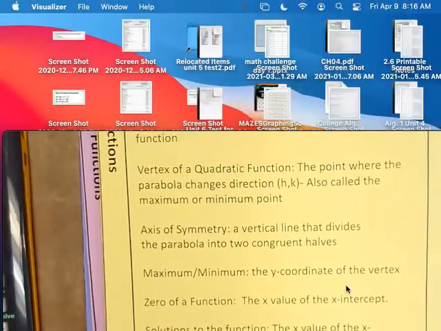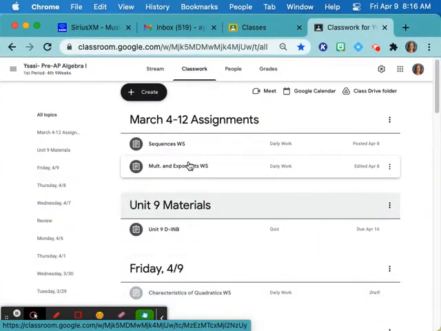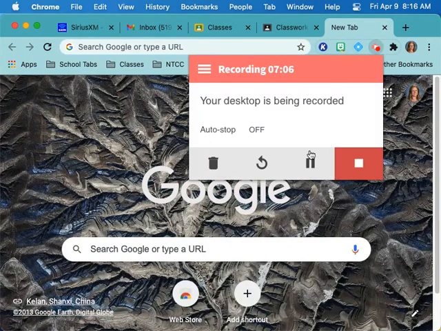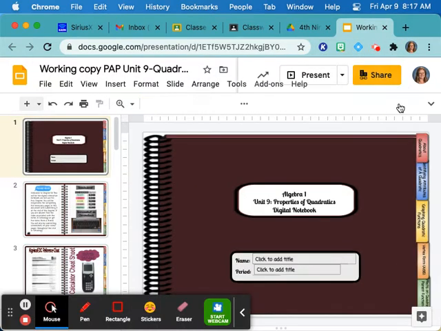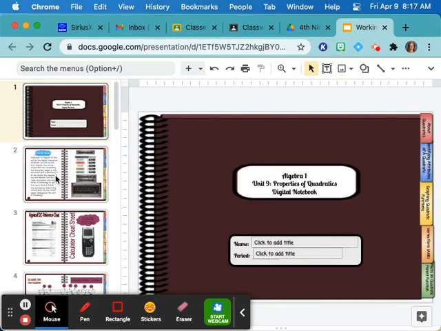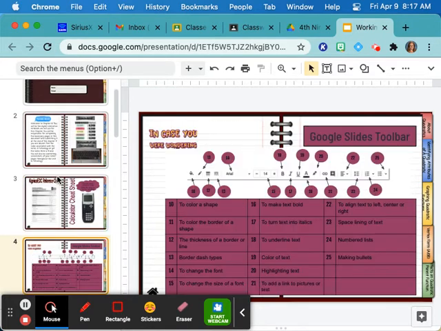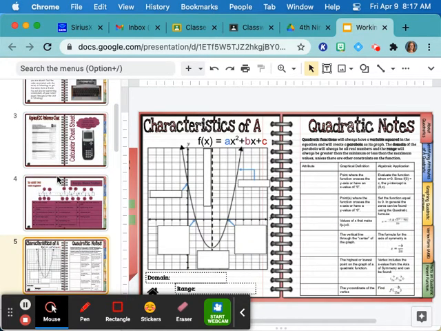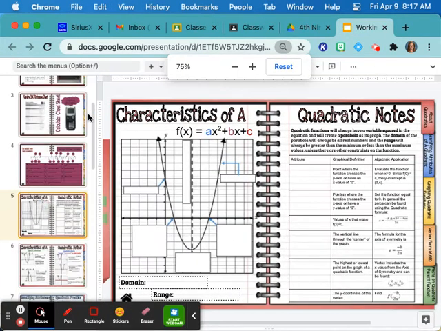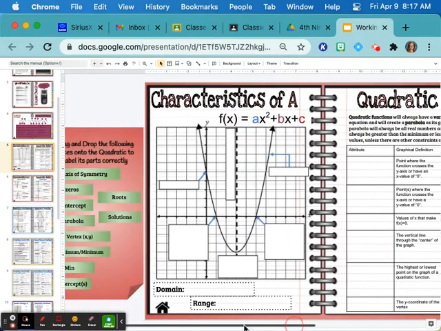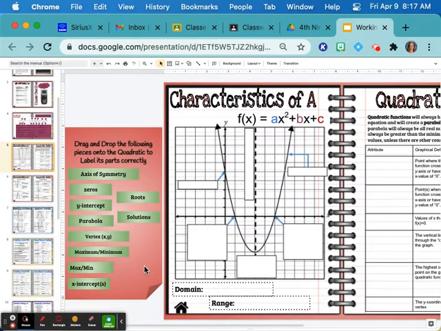Okay, so let's look at our new digital interactive notebook. It's right here, Unit 9, DIMB. I've got to find mine. Okay, so here is our new digital interactive notebook, Unit 9, Properties of Quadratics. Same things on the first slides. So we're going to go to slide 5. Smaller. And we are going to, I think, drag. Yeah, there we go. Look to your left and we can drag.